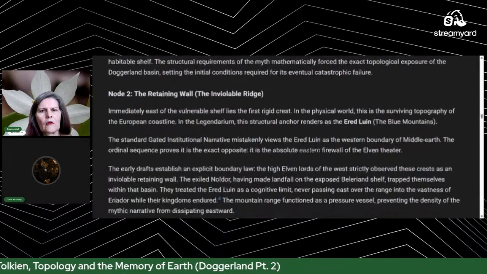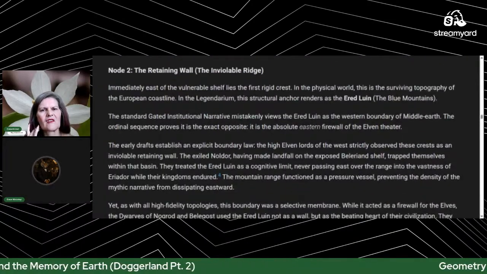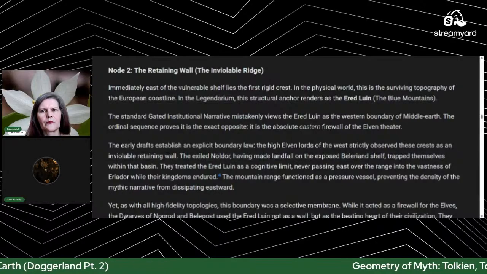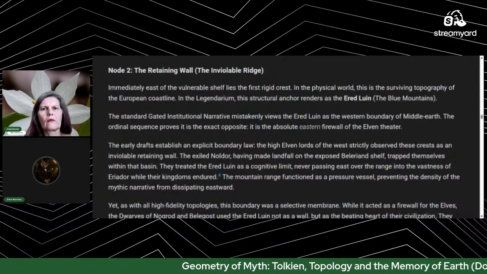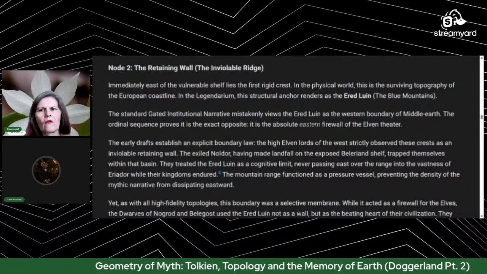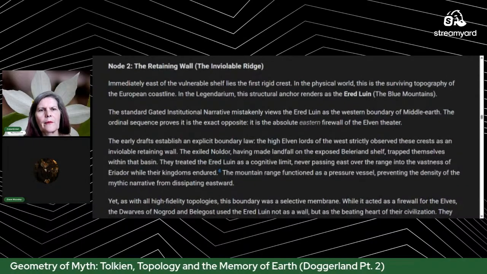So, node two, the retaining wall, the inviolable ridge. Immediately east of the vulnerable shelf lies the first rigid crest. In the physical world, it is the surviving topography of the European coastline. In the Legendarium, the structural anchor renders as the Ered Luin, the Blue Mountains.